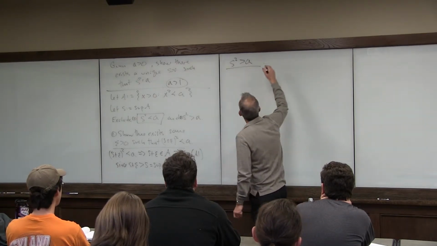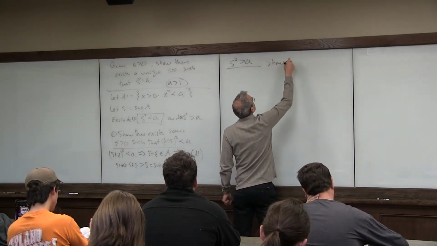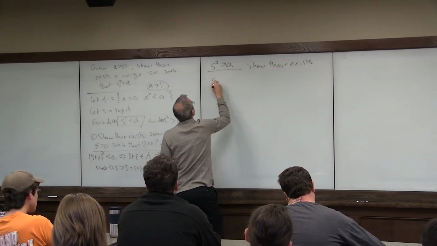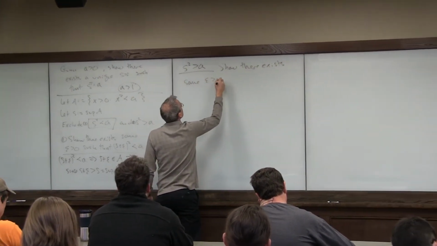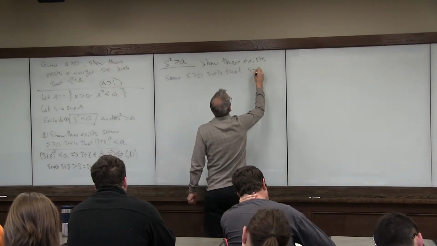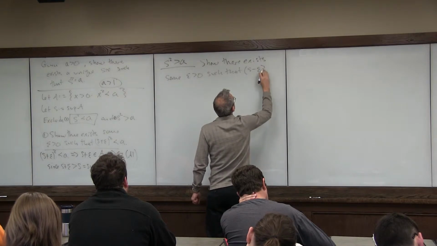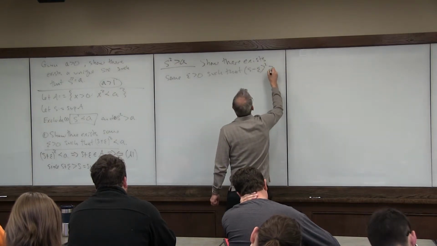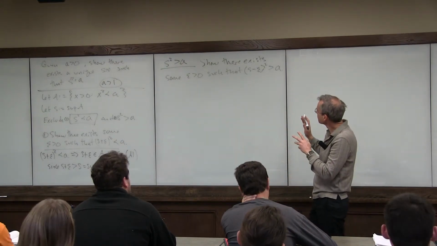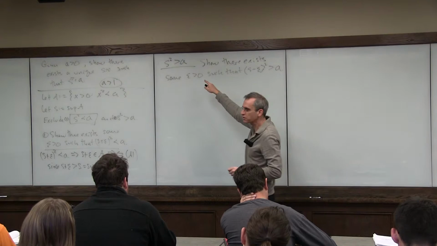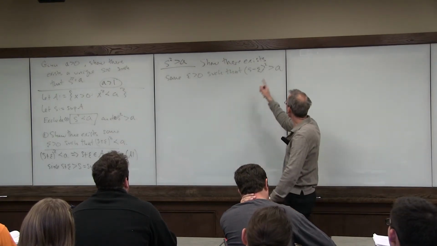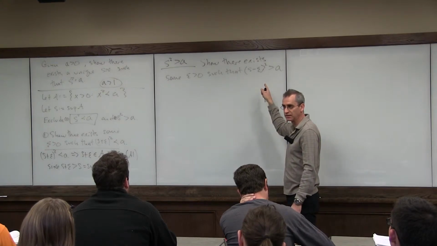Now, in this case, we're going to show there exists some epsilon bigger than 0 such that S minus epsilon squared is still bigger than A. Okay, so again, the idea is that if S squared is bigger than A, then we can nudge it downward a little bit and still make the square bigger than A.